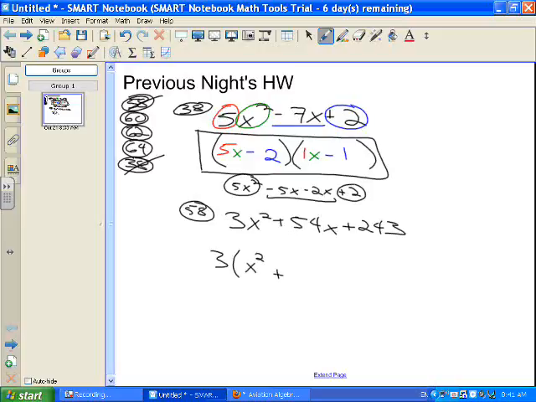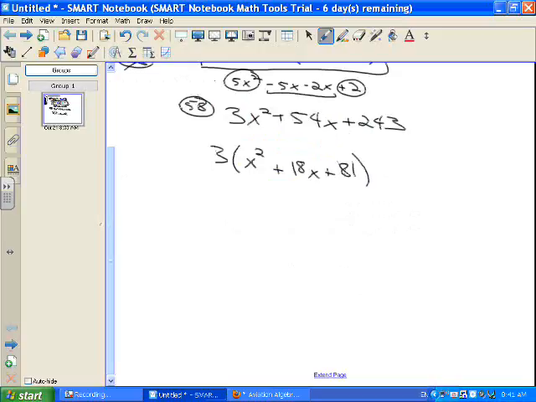how many 3's go into 54? 18. Plus, how many 3's into 243? 81. All right, now that's a little bit easier to work with. That 3 is still going to be out front, but now I could try to factor the rest of this.